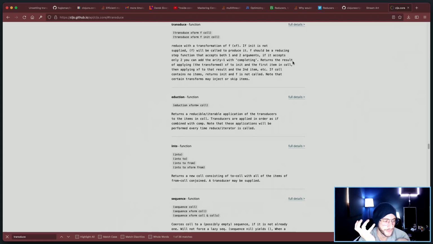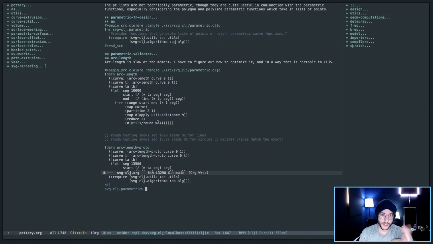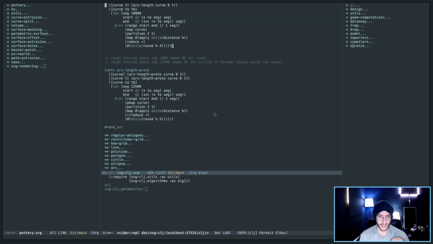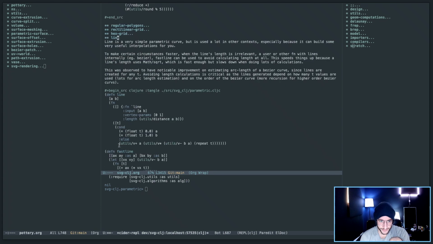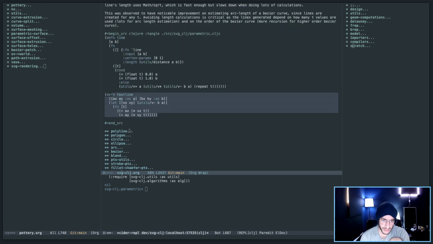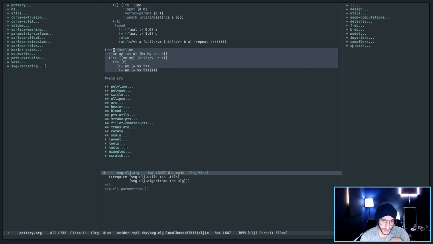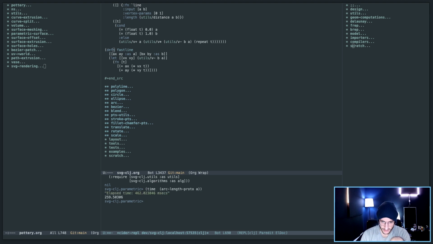So let's try to figure out how to build a transducer. And then using that, we could maybe figure out a prototypical arc length calculation that is an improvement over what I've got implemented already. One thing I'm super happy about is, without even changing the arc length calculation, I was able to build a fastline tool here to speed up my Bezier arc length. So if I time arc length proto of A, it's under my original goal.